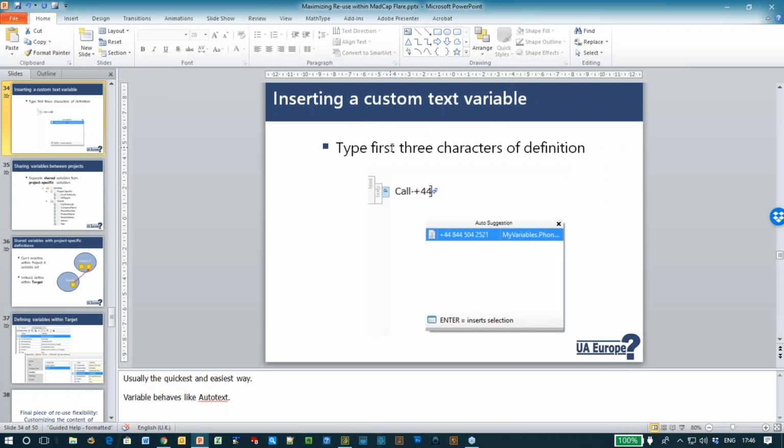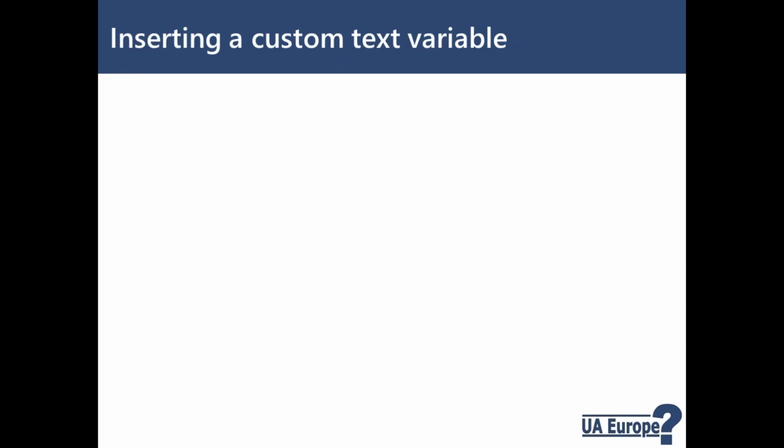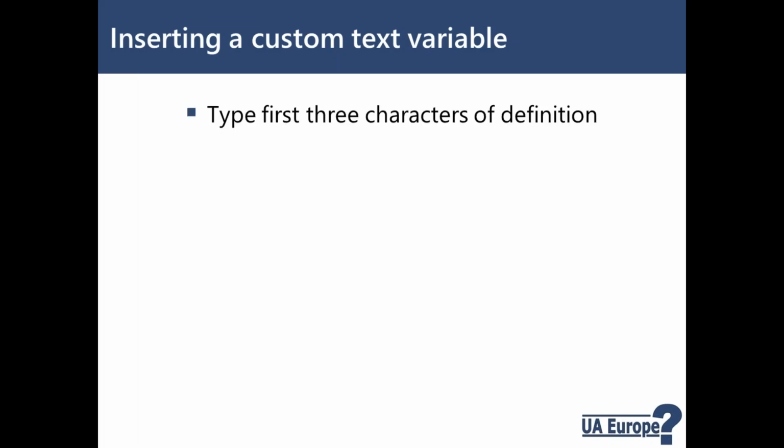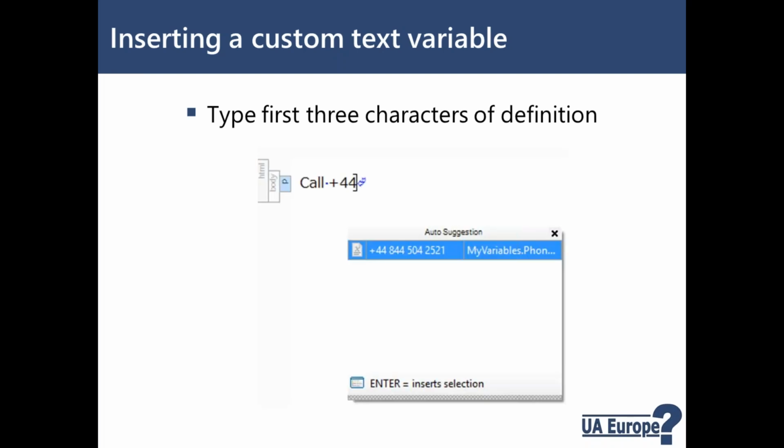Inserting variables. What I love about variables, and again it's another of my favorite features of Flare, I suppose, and one of the reasons I create variables, is that from now on, if I need to insert a phone number, I can do that by just typing the first 3 characters of the variable definition. So if I type +44, Flare is going to recognize that as matching one of my variable definitions and is going to auto-suggest that I insert a variable. So all I have to do from now on is type +44, press enter, and that has inserted the variable for me.